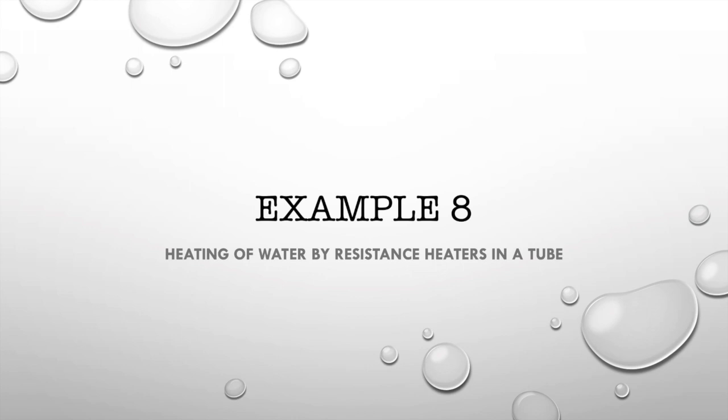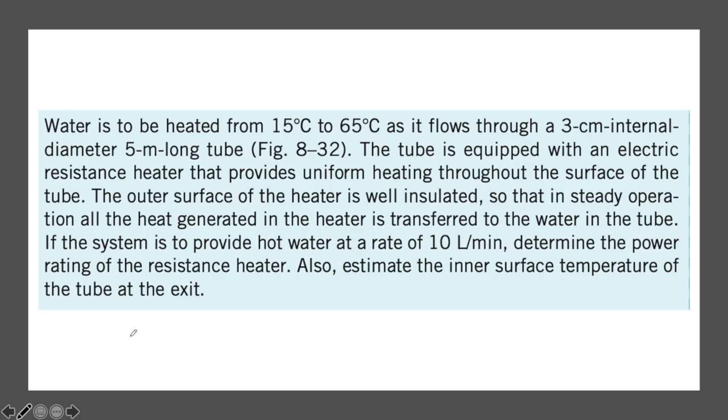Example 8, heating of water by resistance in a tube. So this is the question. Water is to be heated from 15 degrees Celsius to 16.5 degrees Celsius as it flows through a 3 centimeter internal diameter, 5 meter long tube. Figure will be shown after this.